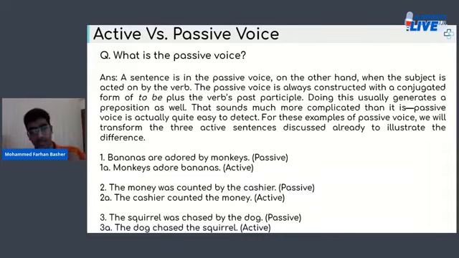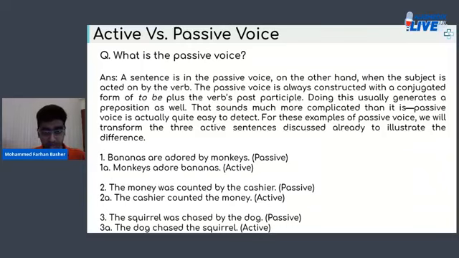Now, let's go to the second example here. The money was counted by the cashier. This sentence is in the passive construction, or the passive voice. In the active voice, the sentence was, the cashier counted the money. So you can see here, in the active voice, the focus was on the subject, the cashier.